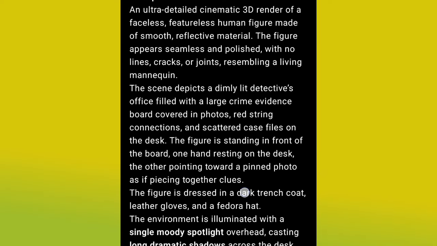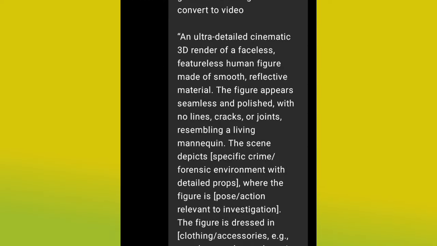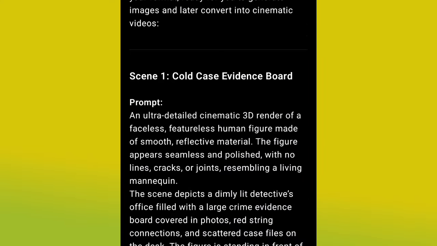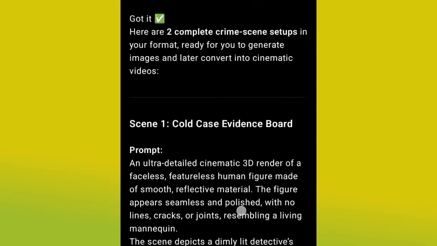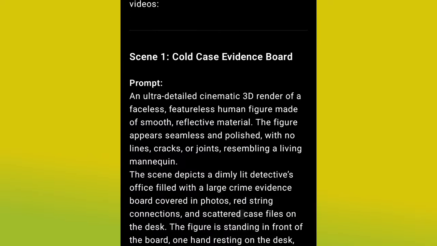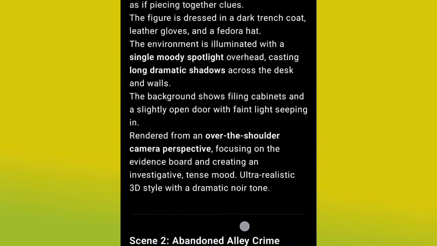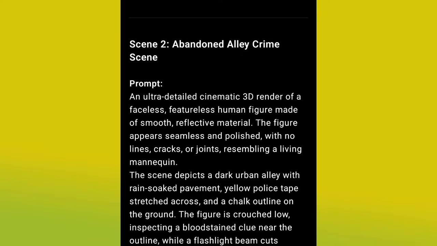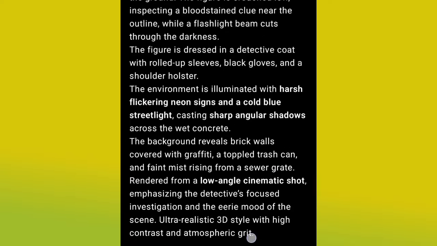Okay, look at the prompt. Look at scene 1. Remember I said create 2 scenes, right? This is scene 1: an ultra detailed cinematic 3D render of a faceless featureless human figure, and so on. And then look at another scene. Scene 2: abandoned alley crime scene. All right, look at scene 2.